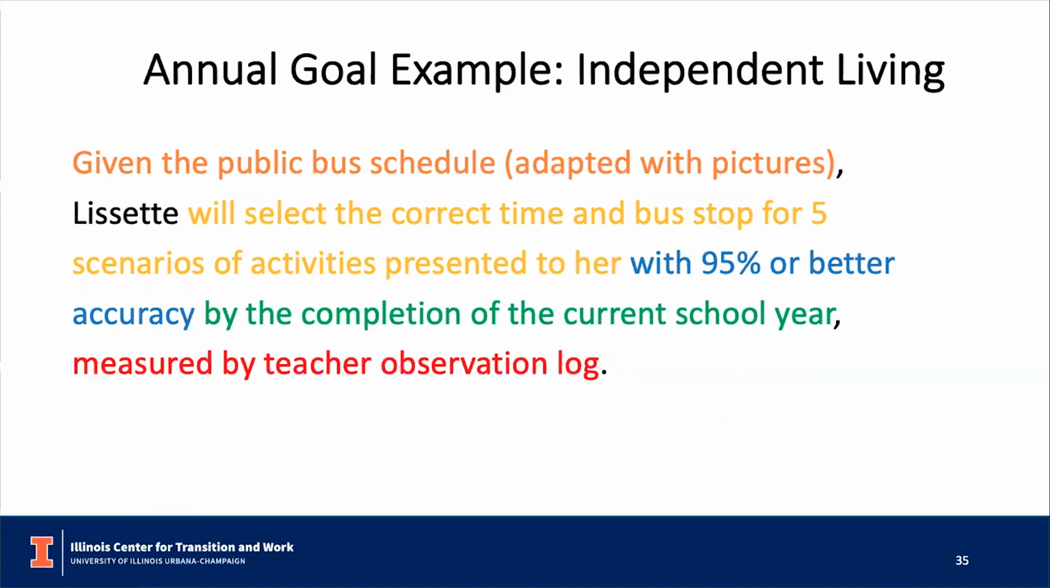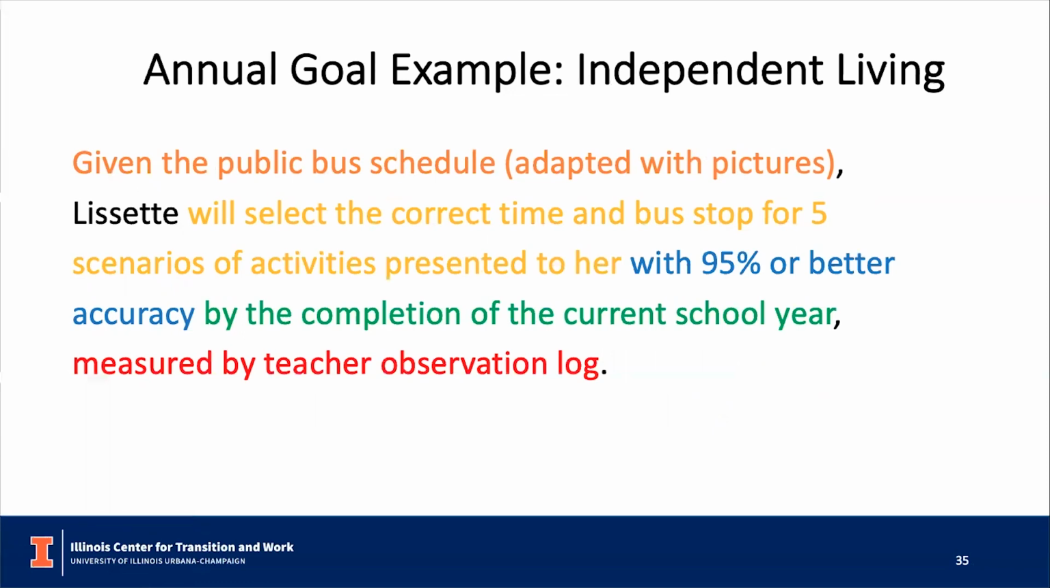All right, and finally, we have our independent living goal example for Lissette. So given the public bus schedule, adapted with pictures, Lissette will select the correct time and bus stop for 5 scenarios of activities presented to her with 95% or better accuracy by the completion of the current school year, measured by teacher observation log. All right, so again, very applicable, 5 different activities.